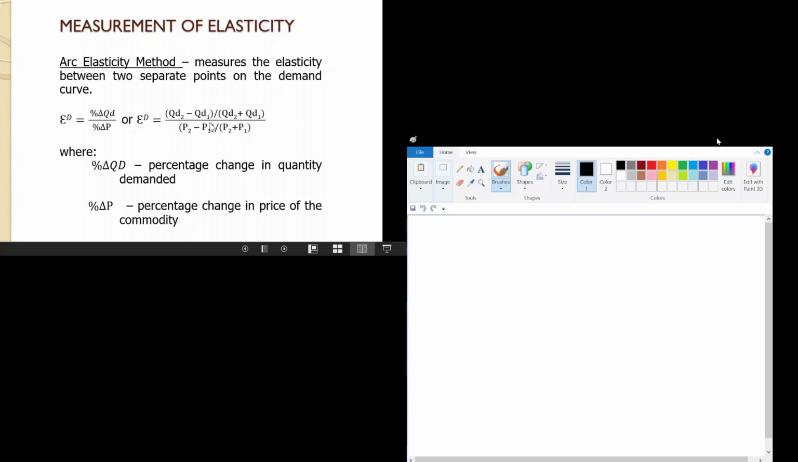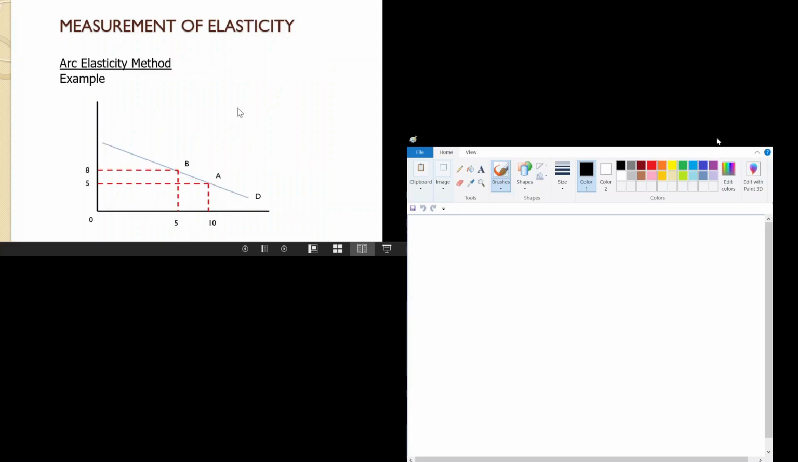And pagdating sa income tsaka cross price elasticity, ganito rin yung itsura niya. Iba nga lang yung naandoon sa baba. Okay? So, sabi nga dito, percentage change in quantity demanded and percentage change in price of the commodity. Okay, so ito yung representation ng arc elasticity method.